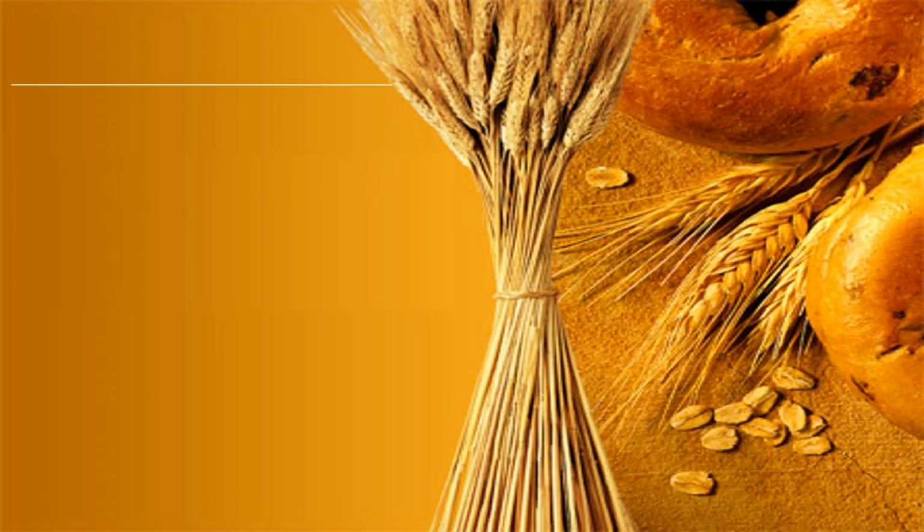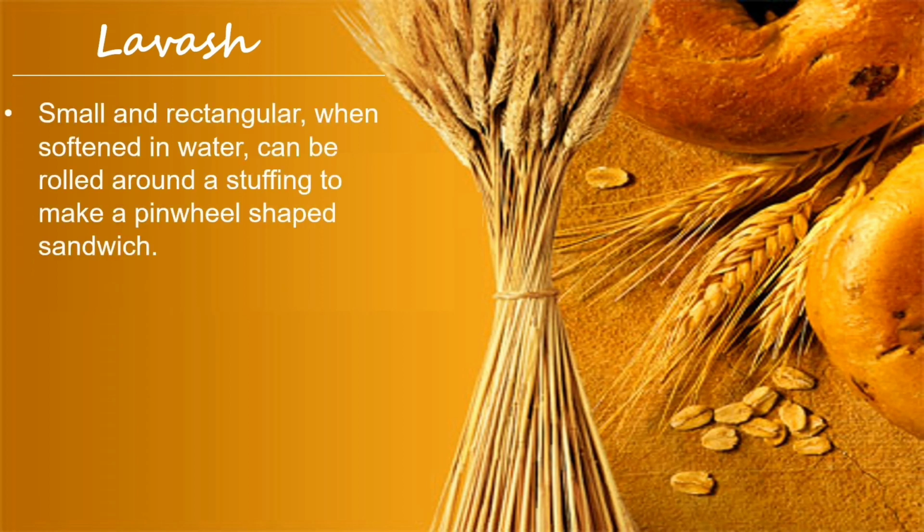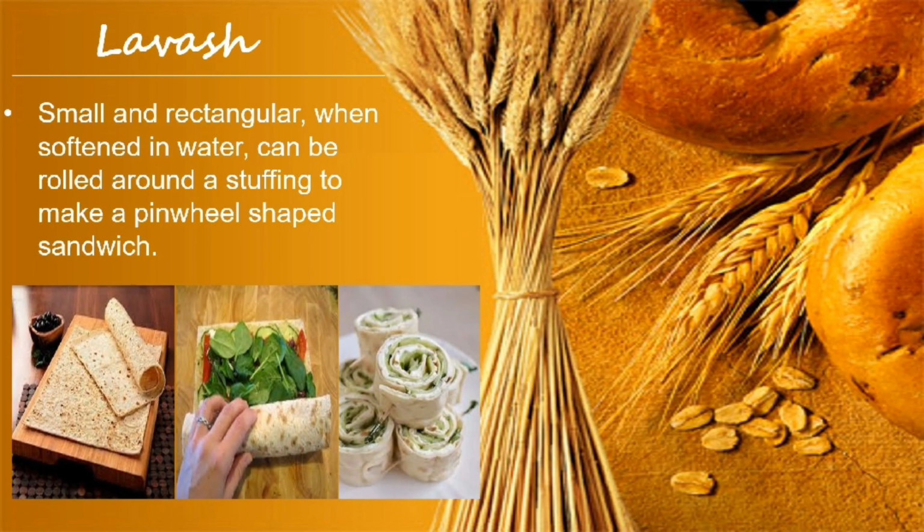Next is the lavash. Lavash is small and rectangular. When softened in water, it can be rolled around stuffing to make a pinwheel-shaped sandwich. Lavash is cooked in a kandor. A kandor is a cylindrical oven with charcoal, and it is cooked with sesame seeds that complement the flavor.